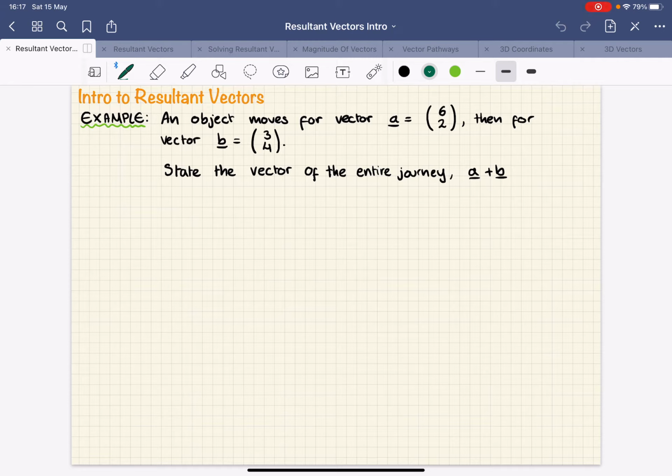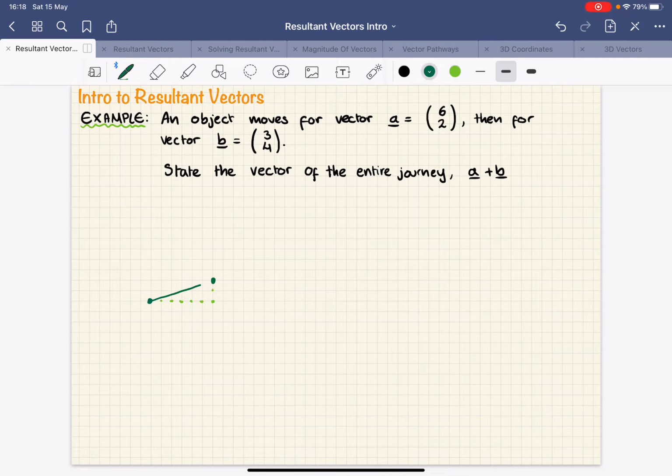So this first one, we've got an object moves for vector A, then moves for a vector B. State the vector of the entire journey A plus B. So I'm going to actually just draw these out first to try and give me an idea of what occurs. So first I'm going to do my vector A. I'm just going to make a note of my starting point. And then I'm going to the right by 6 here. So 1, 2, 3, 4, 5, 6. And then I'm going up by 2. So 1, 2.